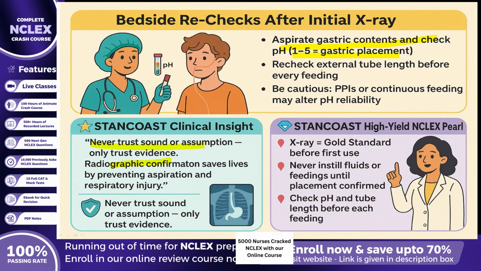And now, leading into our Stancoast high-yield NCLEX Pearl. Remember, X-ray confirmation is the gold standard for verifying nasogastric tube placement before its first use. Never instill liquids or feedings until placement is confirmed. Air auscultation is outdated and unreliable. Always check aspirate pH and tube length before each subsequent feeding. In short, safety verification is the nurse's strongest defense against aspiration and respiratory compromise.